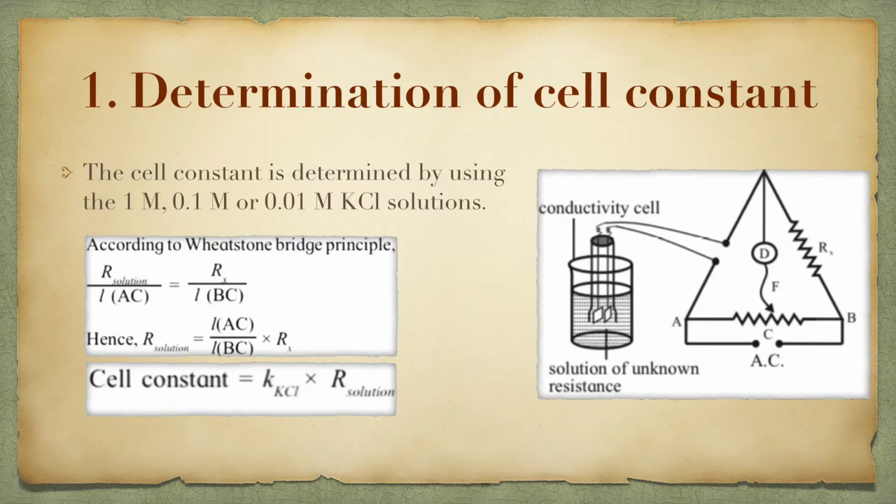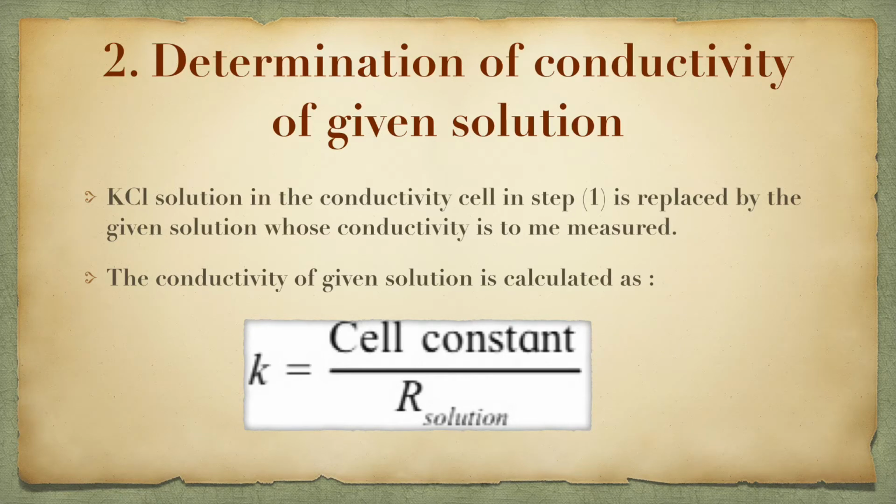Hopefully you understood how to determine the cell constant value. Simple, by using the Wheatstone bridge. Wheatstone bridge you are going to learn in detail in physics. Second step is determination of conductivity of the given solution. In the first step we took KCl solution of unknown resistance. Now I just have to replace that solution by the given solution, that is, the one of which I want to find out the conductivity.